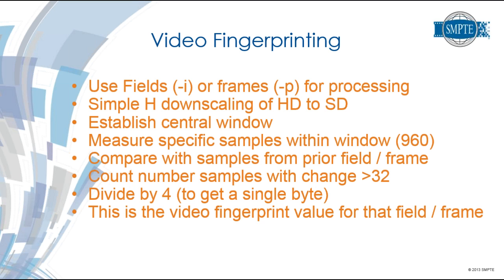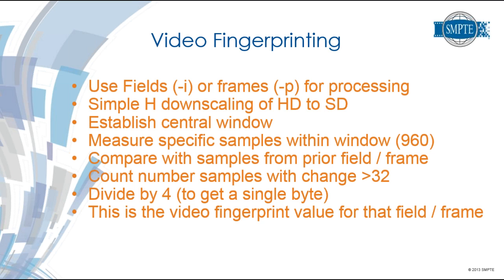So let's have a look at the video fingerprinting algorithm. We use fields or frames, and you'll notice I got the capital on the wrong word there. It should be small f fields and big F frames for processing. So we use the entire video frame or field for processing. And we do simple horizontal downscaling of HD signals to SD. Simplify our logic a little bit, get our comparison down into a smaller domain. We don't need every pixel of the picture to measure change. We then establish a central window within the picture. We're interested in the central action. We're not really too concerned about what's going around the periphery of the picture, and that's also where everything gets added. So we might as well just stay away from that stuff anyway.